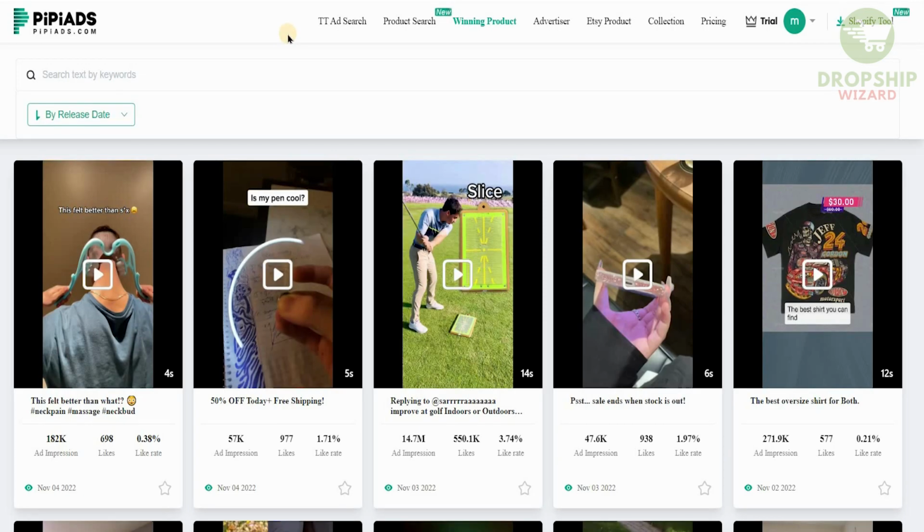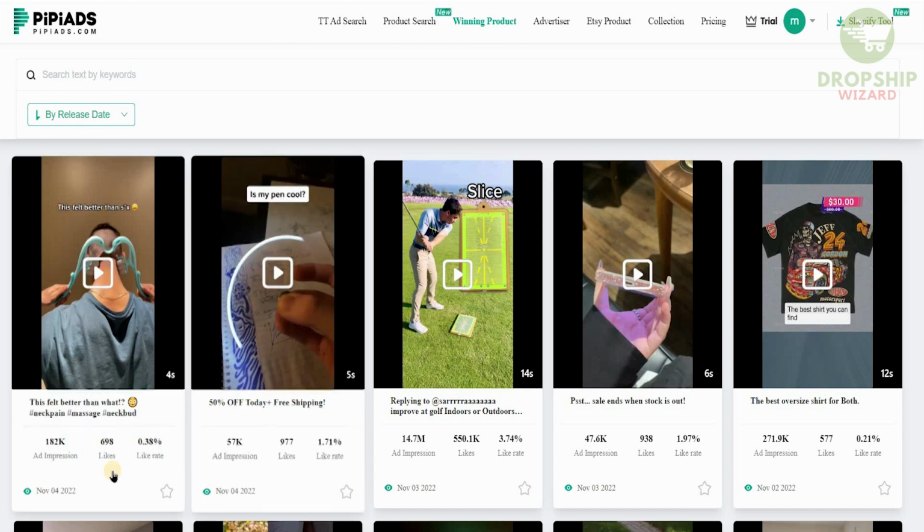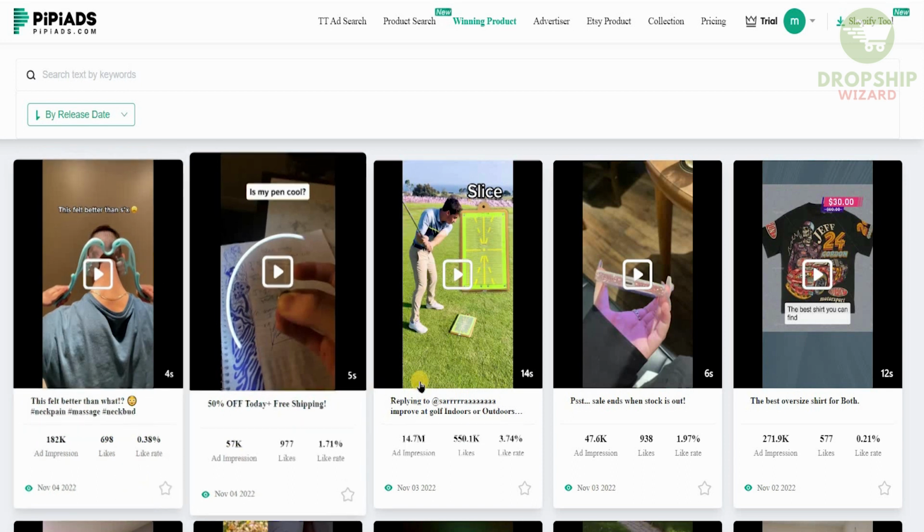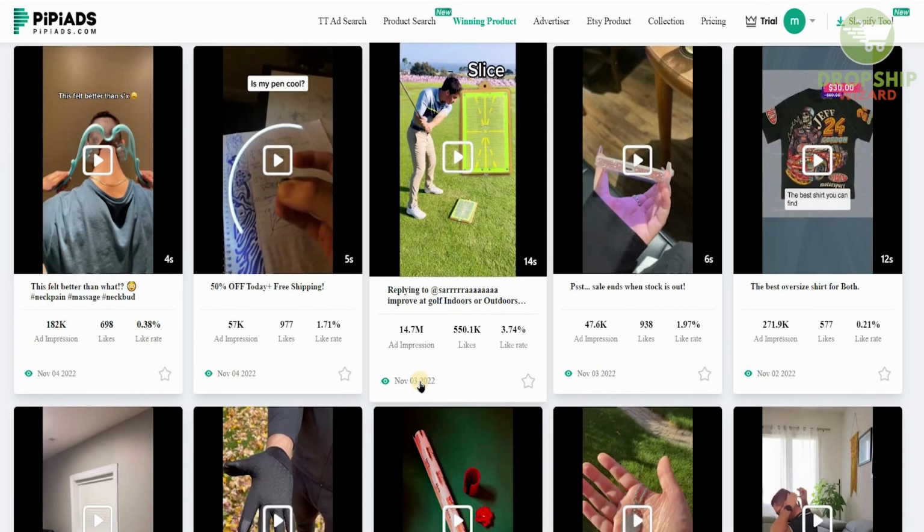which is called ppads.com. And obviously, once you get to the website, you'll be able to see the different ad impressions, the likes, and the like rates that are available for different products. And based upon that data, you'll be able to select products that are willing and able to sell in the market.